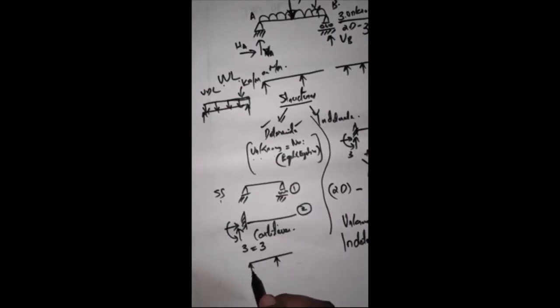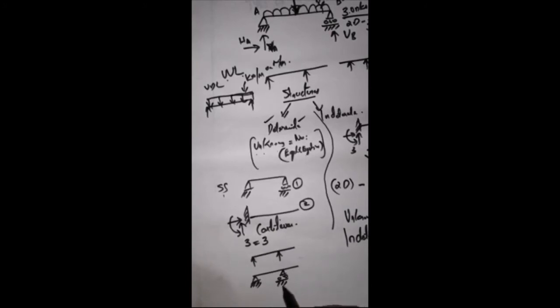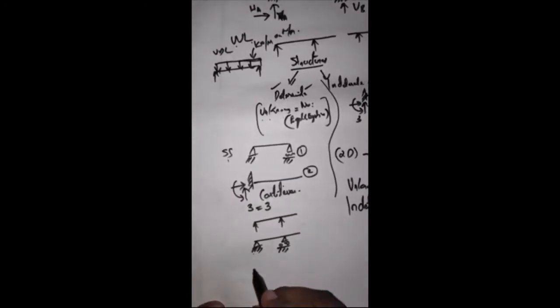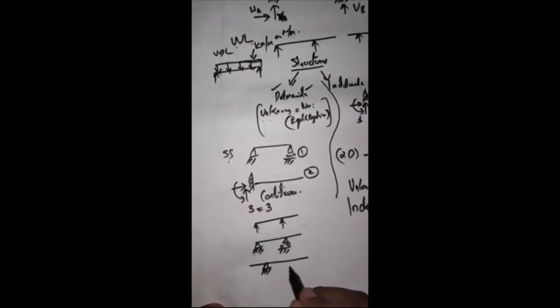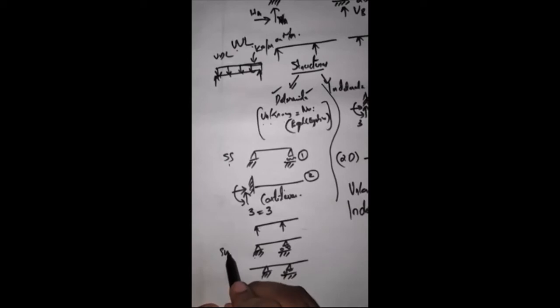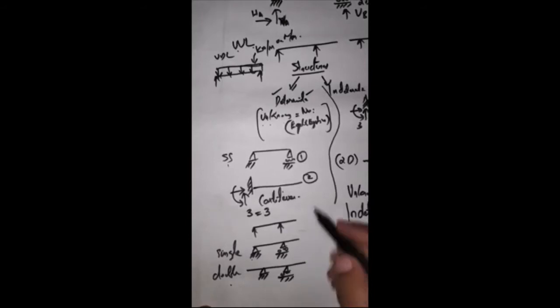For an overhanging beam, the types of support can be anything. In your case, the overhanging beam will have a condition like this: there will be a hinge, a roller, and an overhang. Or it can be the other way, that is, a hinge and roller. So this is a single overhang beam. This is a double overhang beam.